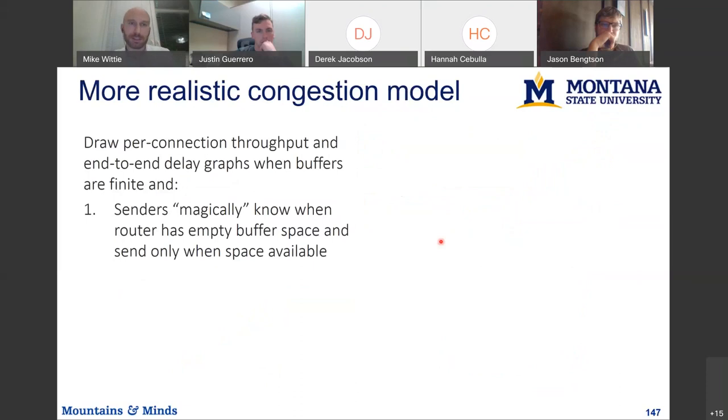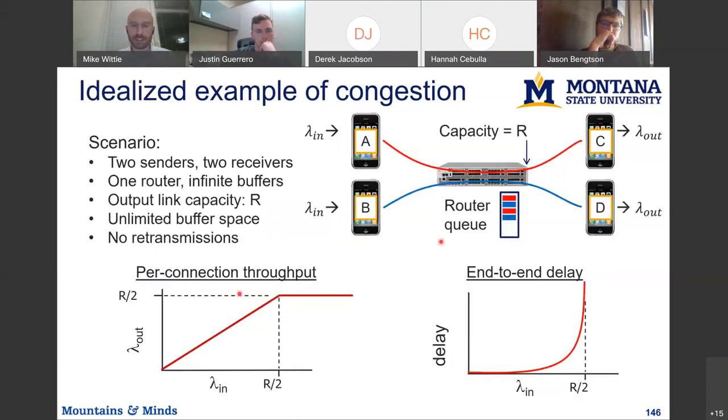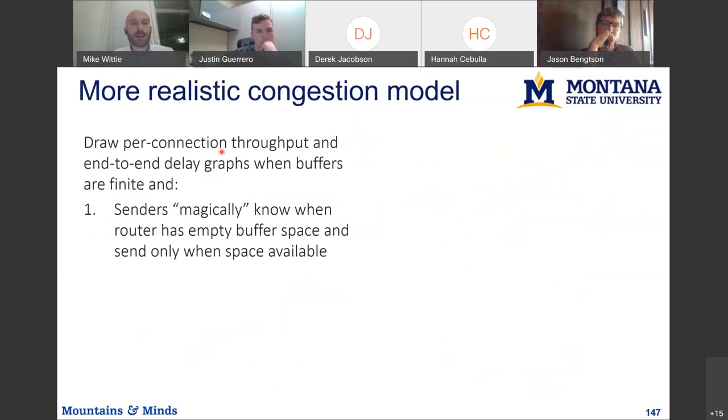All right, so let's look at some scenarios. First question: I want you to think about per connection throughput. This graph is per connection throughput. Let's work on it when buffers are finite, and senders magically know when the router has empty buffer space and send only when space is available in the buffer. So you have magic feedback, in that the senders can know exactly when the router queue starts to fill up and only send data when there is space in the buffer.